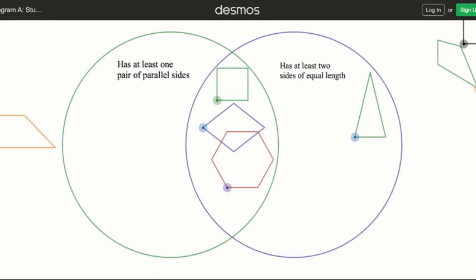The top and the bottom are parallel, they would never touch each other. And it also says has at least 2 sides of equal value. The left and the right side are equal. So I'm going to put that in the overlap. Try to fit that in there.